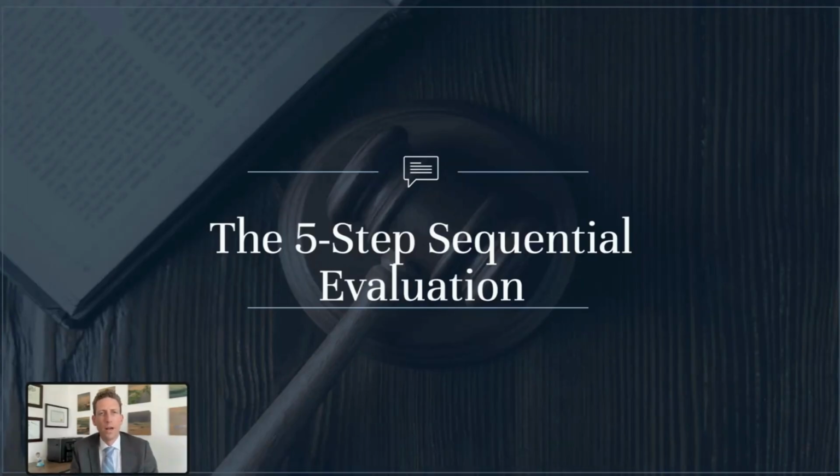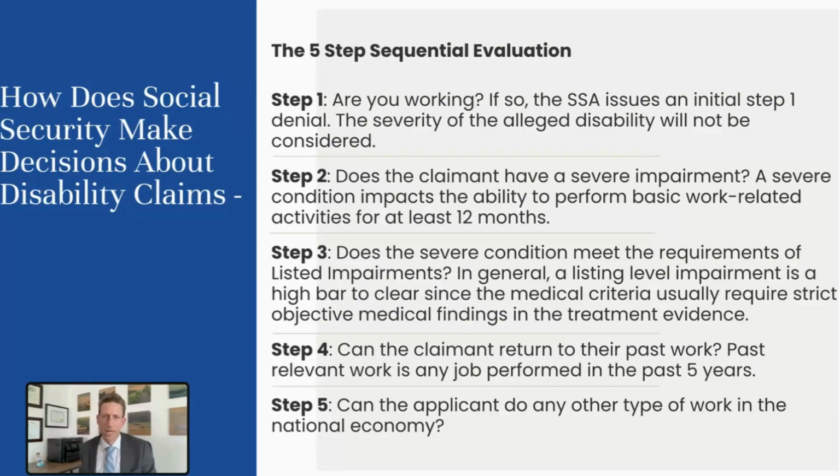Okay, and so when our clients come to us asking what rules might apply to their case, the answer is always the same. Social Security applies something called the 5-step sequential evaluation to every claim for Social Security disability. And so I'm going to go over that with you here. So the 5-step sequential evaluation is: step 1, Social Security will look at whether you're working. And in general, if you're working, you're not eligible for disability, no matter how limited you are by your impairments.